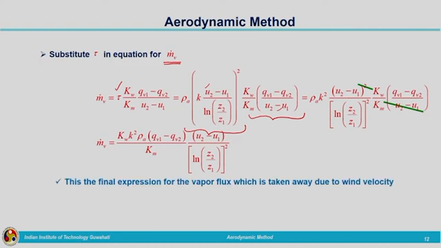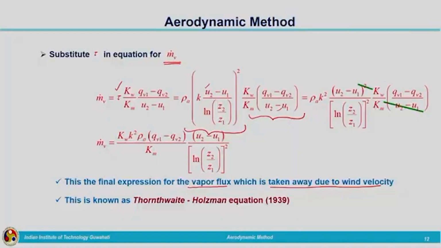So, this final expression is for the vapor flux taken away due to wind velocity. That is, evaporation takes place near the surface of a water body. Water vapor is getting added to the atmosphere, transported by means of wind velocity. How much vapor transport, or mass flux, is taking place due to the action of wind velocity can be obtained by using this equation for mv dot. This is the well known Thornthwaite-Holzman equation. This equation is very commonly used in the case of evaporation.